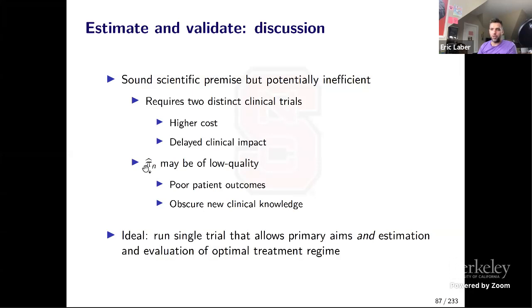Or it does look promising, but it's still far from optimal. So then we run the follow-up trial and it doesn't validate, so we fail. Or it's not near optimal, but it's better than what we're doing now. We run the follow-up trial, and then we decide that pi hat is the strategy we're going to follow in the future, even though it's very far from optimal, so we're leaving a lot on the table, so to speak, right? And so the ultimate consequence is poor patient outcomes, and potentially we're not generating as much clinical knowledge as we could. And so the ideal situation would be to run a single trial that allows primary aims to be answered and addressed, and also estimate and evaluate an optimal regime.